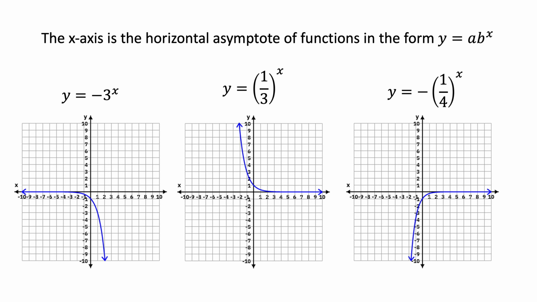This is true of any exponential function that has the form y equals a times b to the x. It doesn't matter if you have negative 3 to the x. Notice that it's going to get really close to 0, but it's never going to cross it. It doesn't matter if b is 1/3. Notice that this is once again going to approach the x-axis but not actually cross it. Same thing if we have negative 1/4 to the x. It's going to get really close to the x-axis but not actually cross or intersect it.